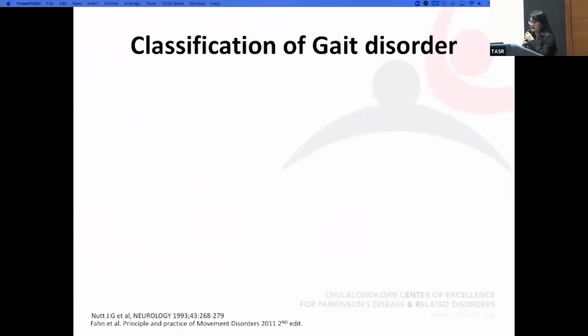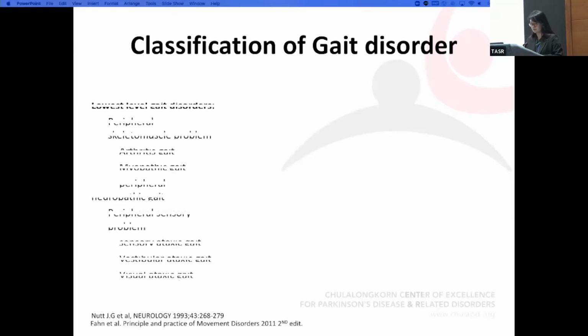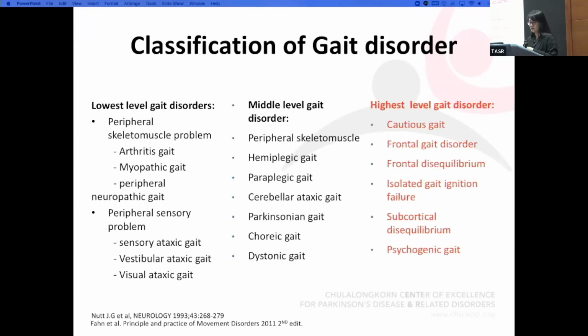Gait disorders are very complex. This presentation will follow the classification of Nutt, Marsden, and Thompson proposed in 1993, which has been commonly used. There are three classifications of gait disorder, namely lowest level gait disorder, middle level gait disorder, and highest level gait disorder. The first two classifications have already been discussed by Dr. Valongporn, so I am going to talk only about highest level gait disorder.